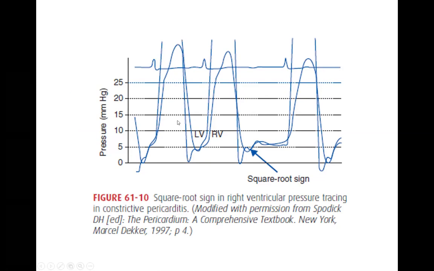So as you can see, the RV will have a very rapid filling, as your friend said, and then you have the plateau. And this is what you call the square root sign. This happens because the filling is very rapid when the heart is constricted. There will be a gush of blood initially, and then because there is constriction, the ventricular wall cannot expand. So you will have plateauing of the pressure, and this is what we call a square root sign.